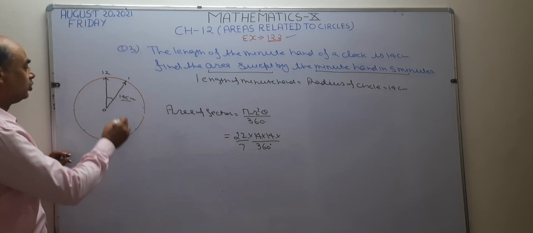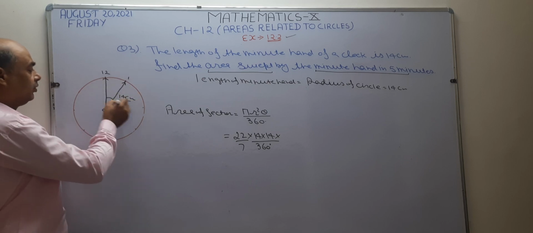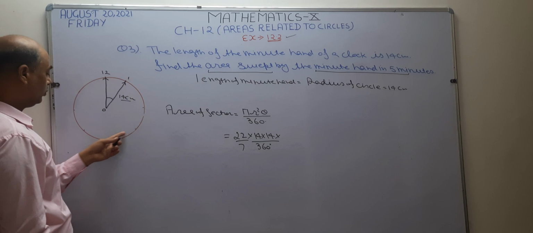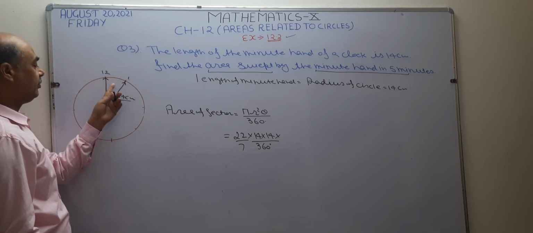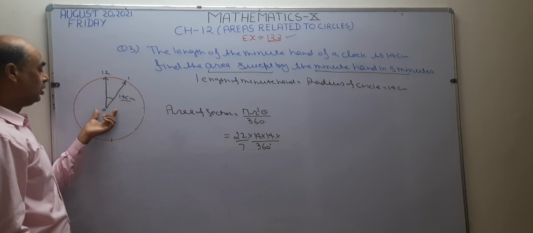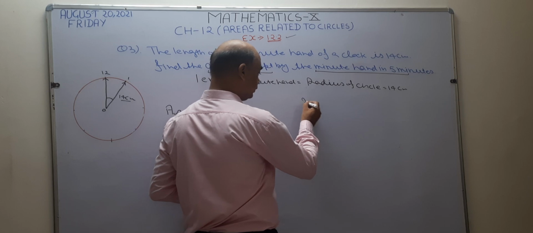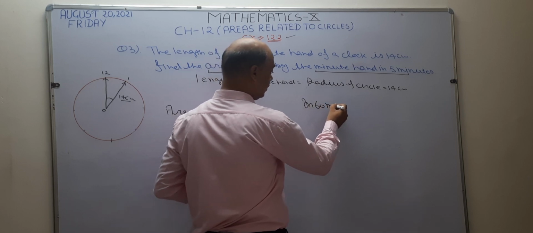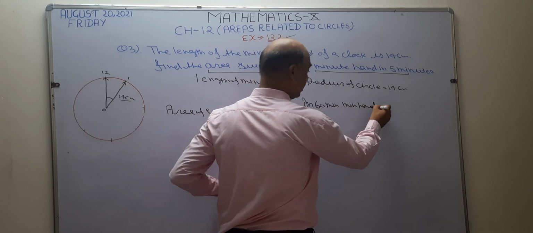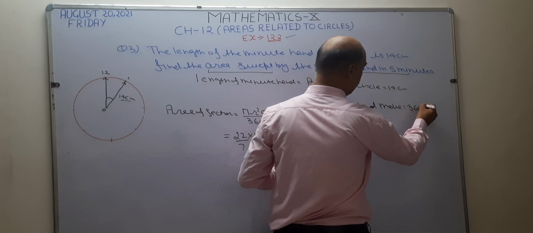Okay, as you know, this minute hand is going to complete this circle within 60 minutes. When the minute hand completes a circle in 60 minutes, it makes a complete angle. And you know, a complete angle is 360 degrees. So in 60 minutes, the minute hand moves equal to 360 degrees.